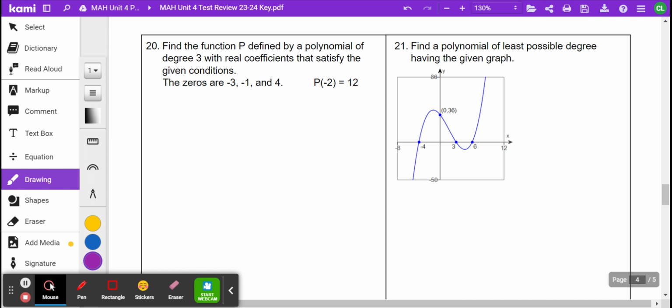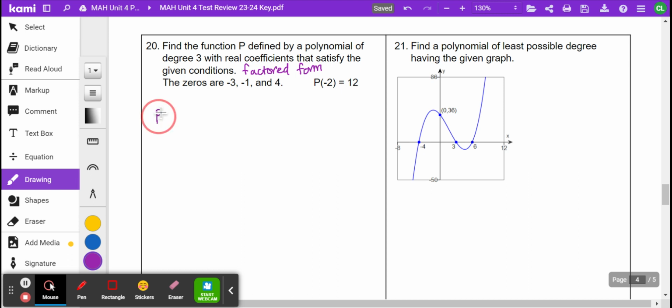So problem number 20, we should have given you some more information. We should have said what form. In this case, we want factored form. The test will be much more explicit. If we say standard form, then you have to multiply everything together.